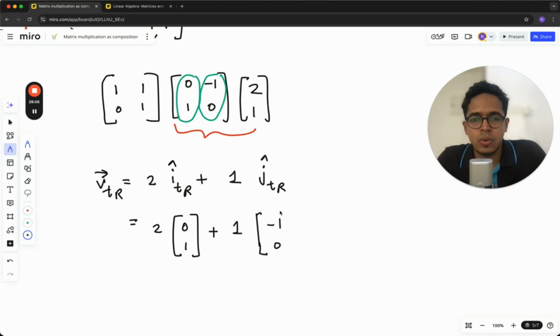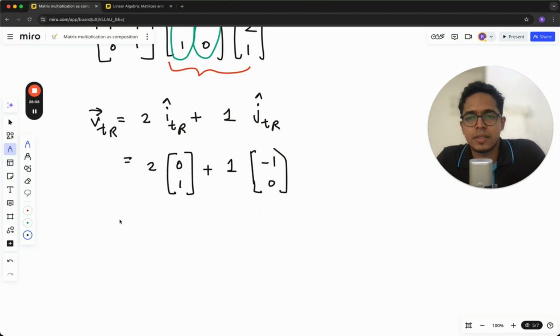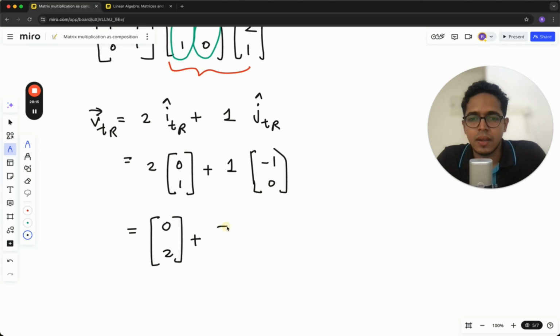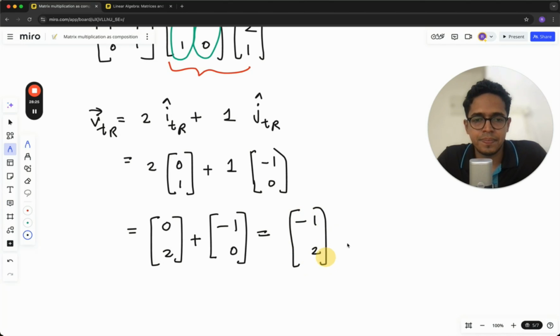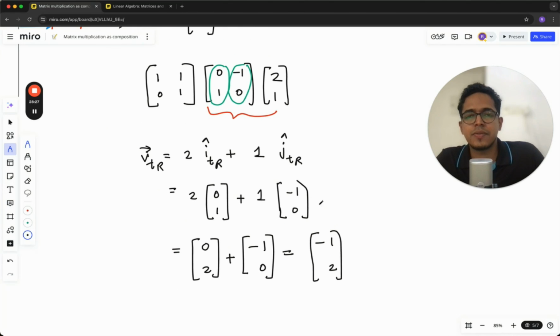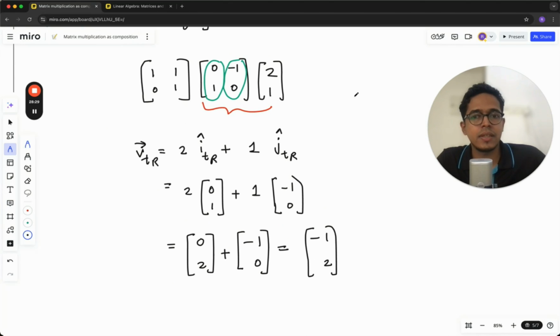minus 1, 0. So what is this? This is 0, 2 plus minus 1, 0 equal to minus 1, 2. Right? So this is where the vector v ends up after rotating the first starting vector v.